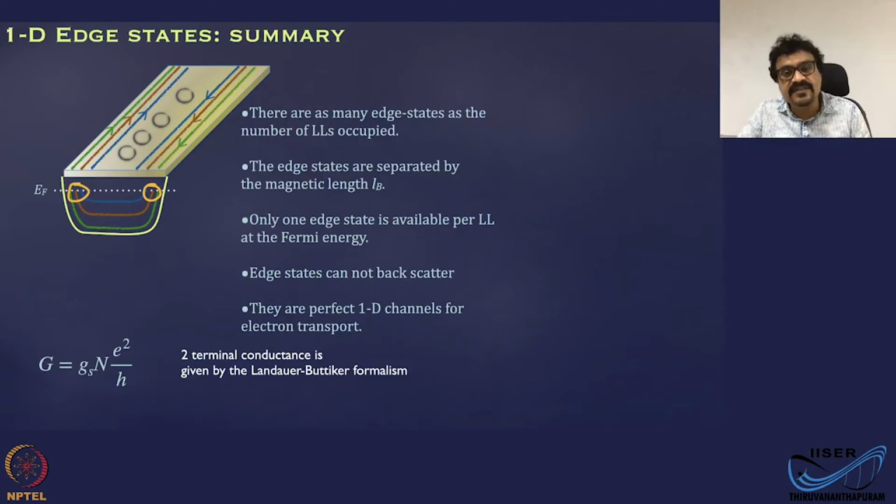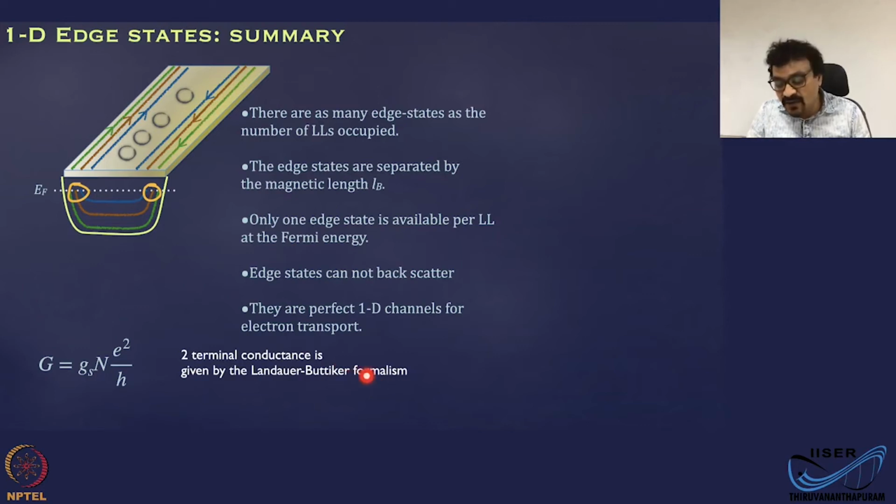What that means is, I can tell you this answer in one sentence: the resistance for these edge states will be 0. But we will discuss that in detail very soon, maybe in the next slide or the one after. What that means is, these edge states are perfect 1D channels for electron transport, because this is one state. One state is one channel, and that is what you will understand when you discuss the Landauer-Büttiker formalism.